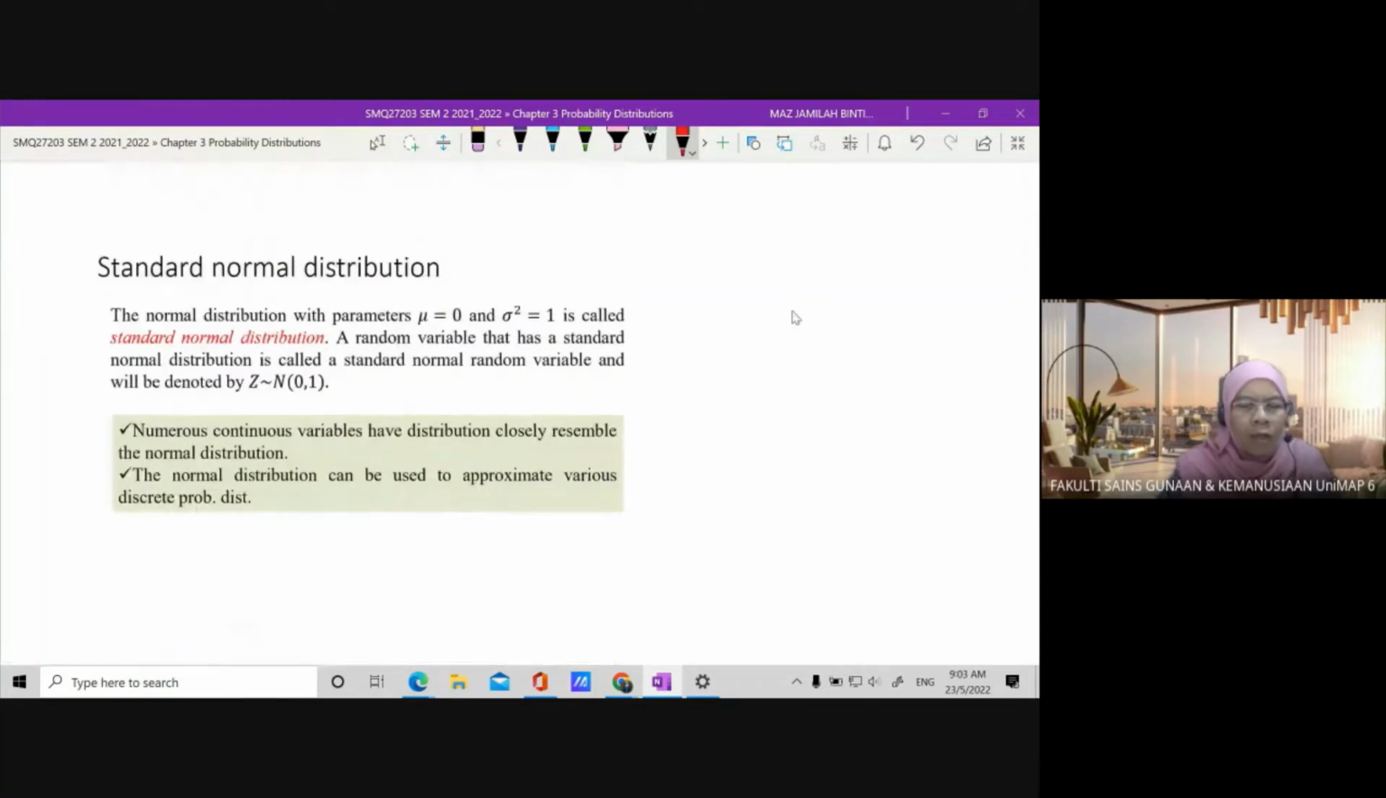Now, besides the normal distribution, why do we need to understand the standard normal distribution? What we have before in our normal distribution is that x will be distributed following normal, and the parameters will be mu and variance sigma squared. So this is the population mean, and this is the population variance.